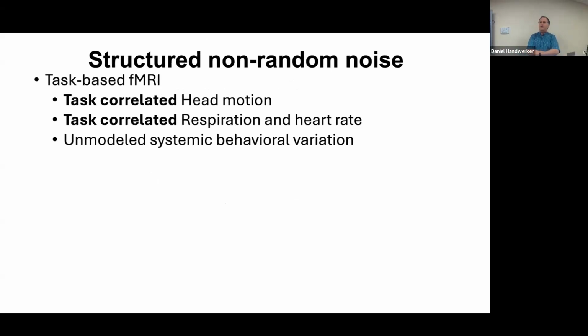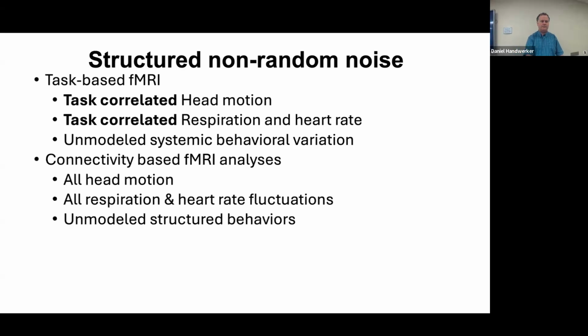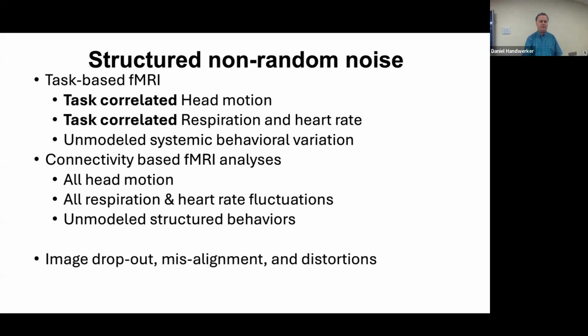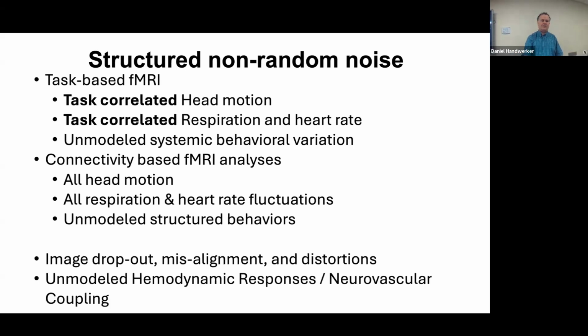But we can also have those same signals that are structured by the noise. So we can have task correlated head motion, task correlated respiration and heart rate, and other unmodeled variation. And I'll also add that as the field switched from task to connectivity, a lot of these become much more inherently a structured source of noise that is much harder, much more important to deal with. And I'll give some examples of what these look like.